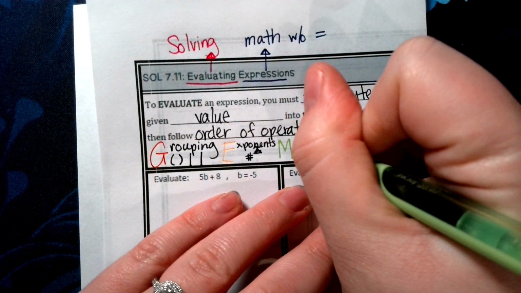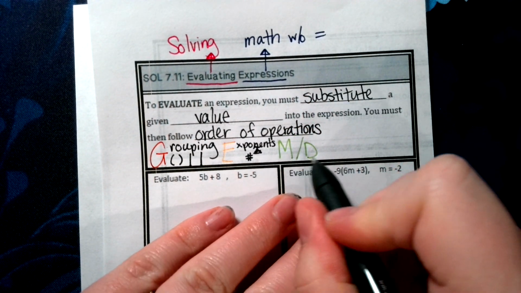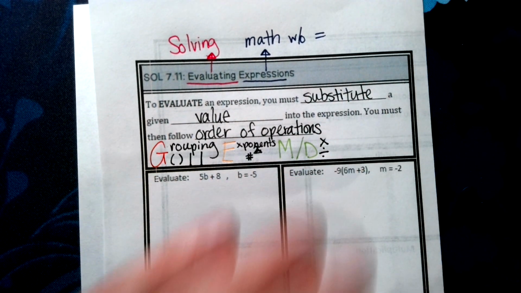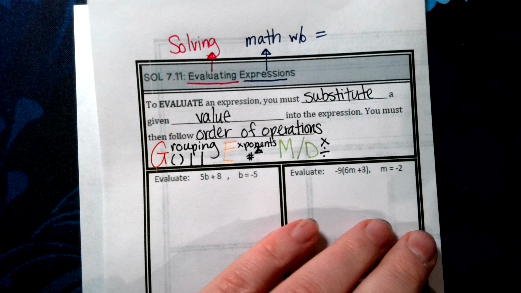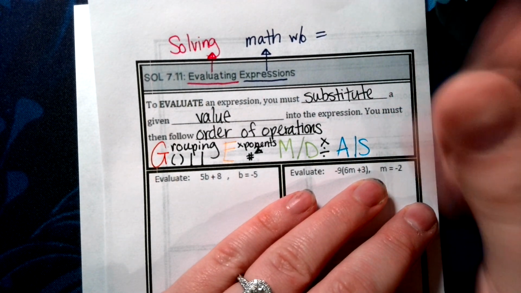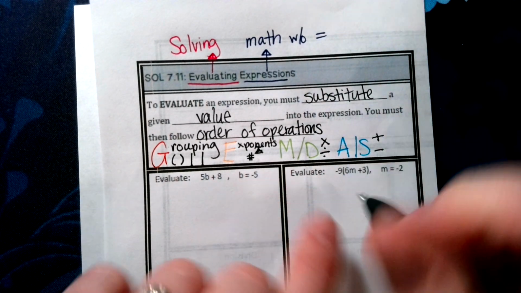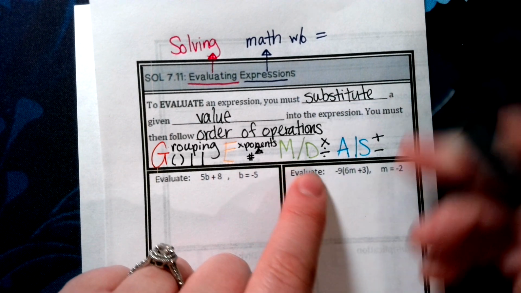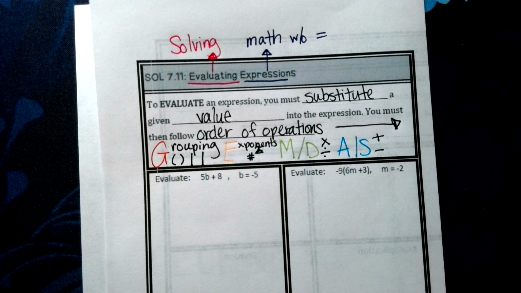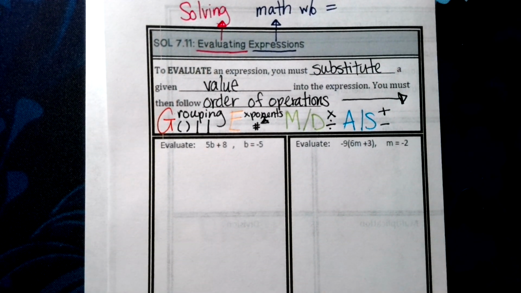M and D go together. You work left to right to multiply or divide. And then A and S go together for addition and subtraction. Again, with these two, we're always going left to right. Left to right. So we're going to go through, do some examples together, and then there'll be some examples that you'll do by yourself.